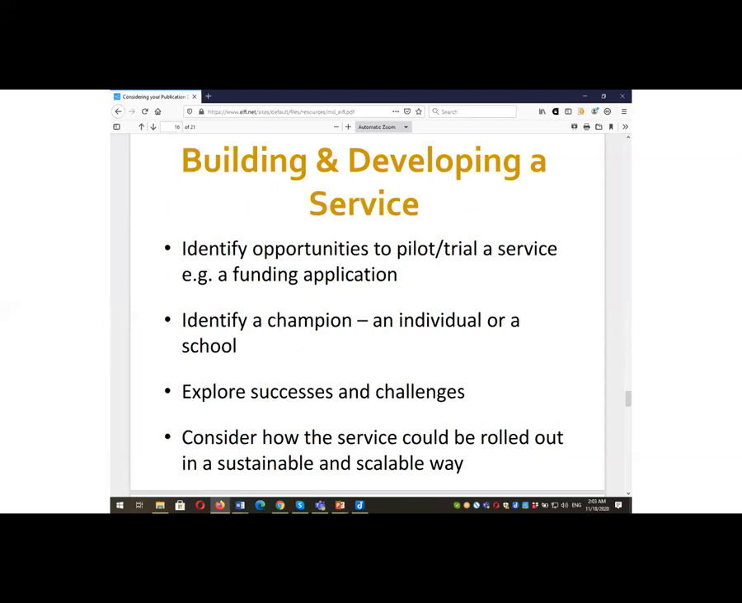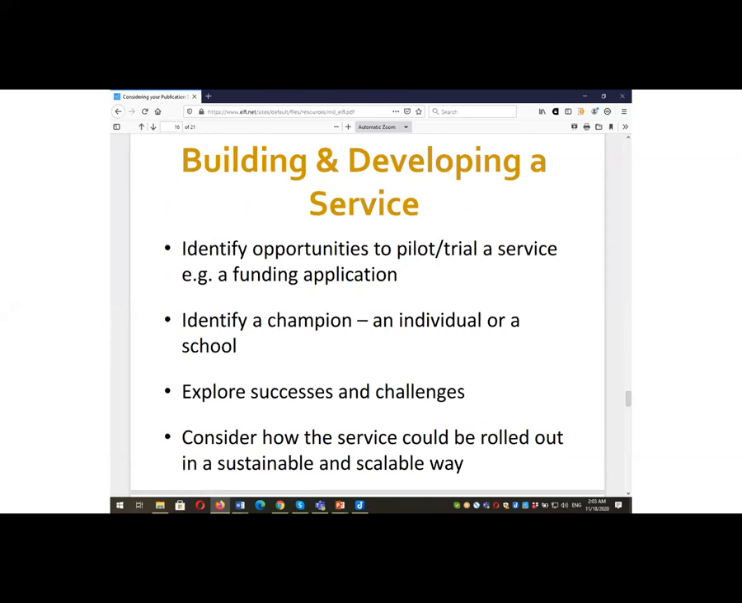And these are some of the examples that UCD Library is doing in this area. So they set up a service for researchers, and they help with funding applications.